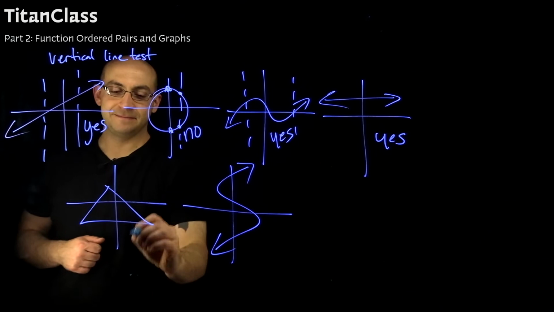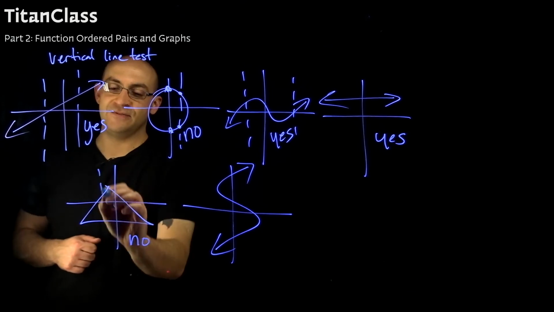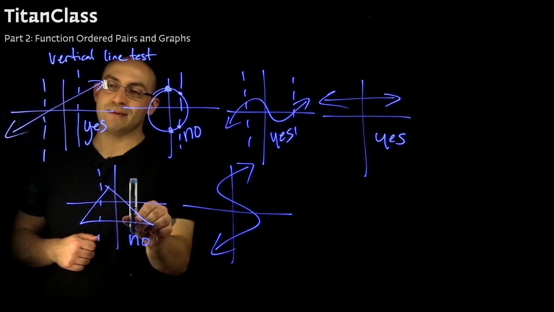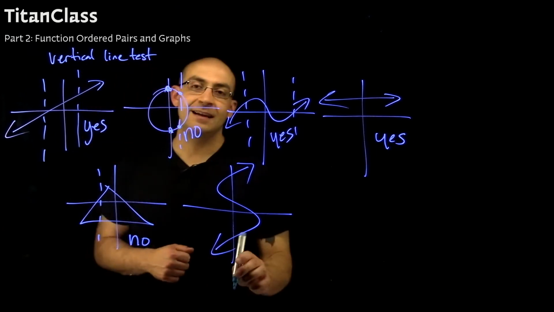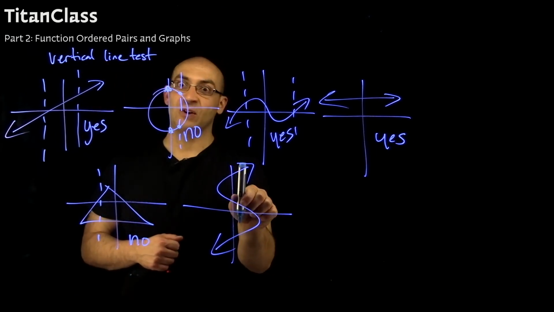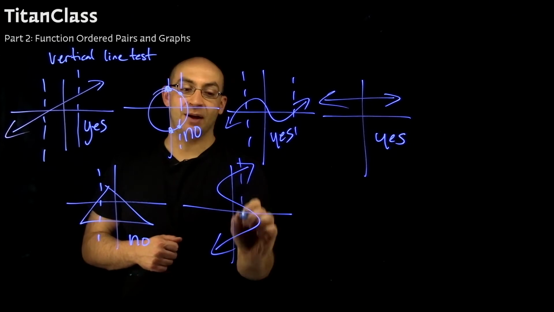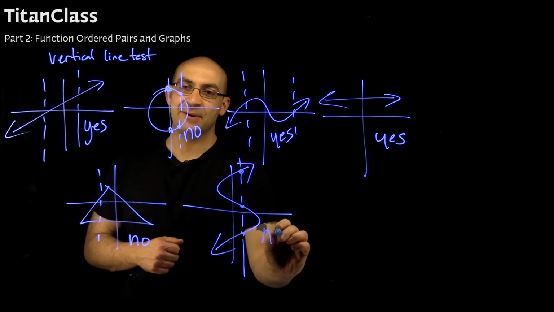This triangle, not a function. It fails the vertical line test. I can't put my marker on any part of this without it crossing twice. And this squiggly line, definitely not a function. It crosses a bunch of times if I make a vertical line. 1, 2, 3. That's no good, right?